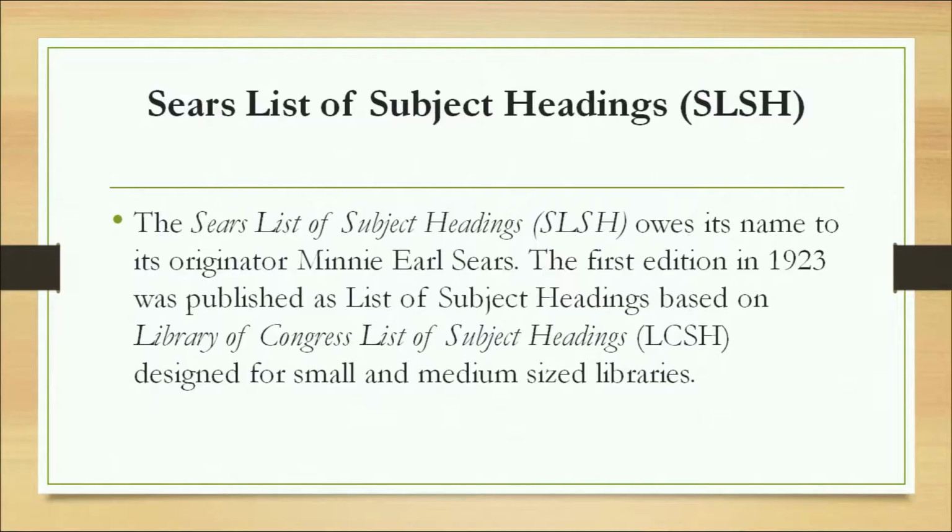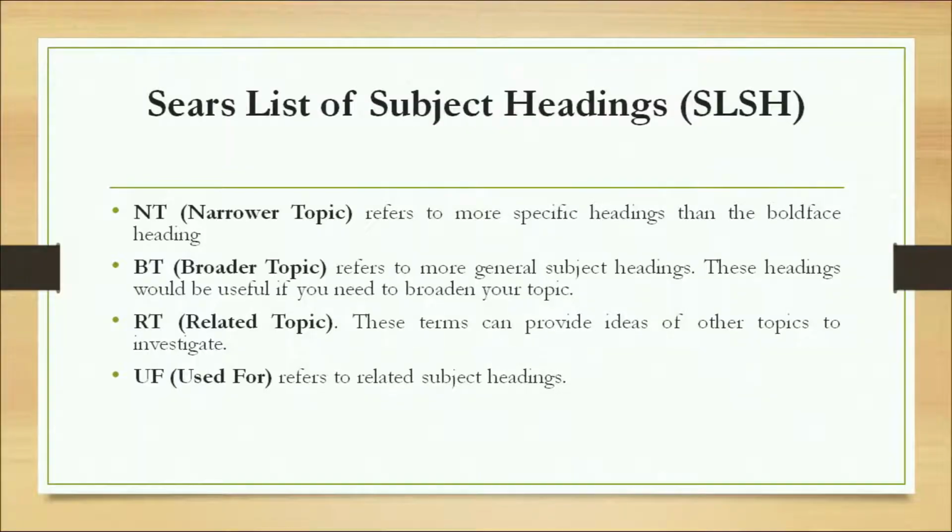Then another one is Sears list of subject headings. It is usually used by small libraries which have a smaller number of books in their collections. It also shows different kinds of relationships like narrower topics, broader topics, related topics, and used for, as we saw in one of the earlier slides, like associated relationships or specific or general references.